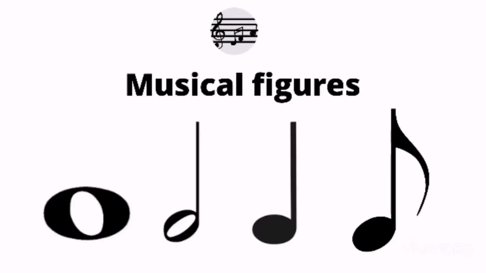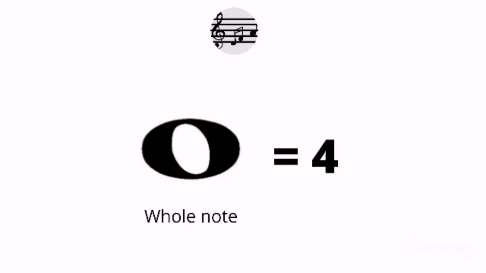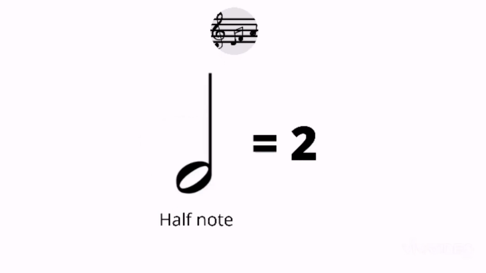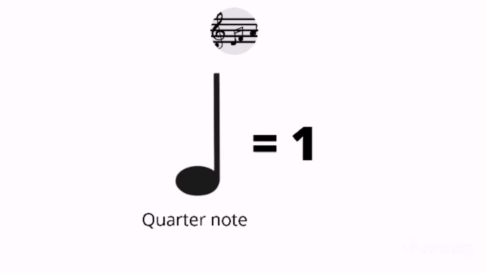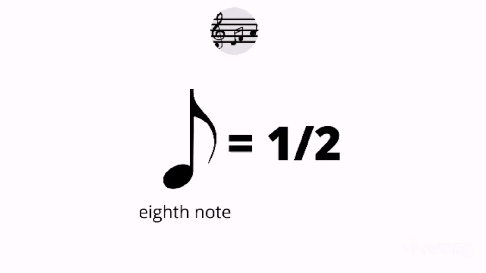You know where to find the notes, but there's another important thing you need to know: the musical figures. They tell you how long the note is going to last. These are some of the most common. The whole note lasts 4 times. The half note is 2 times. The quarter, 1 time, and the eighth, half of a time.